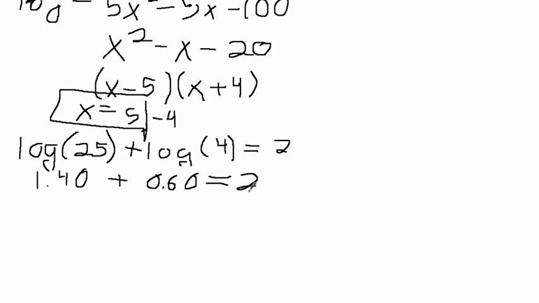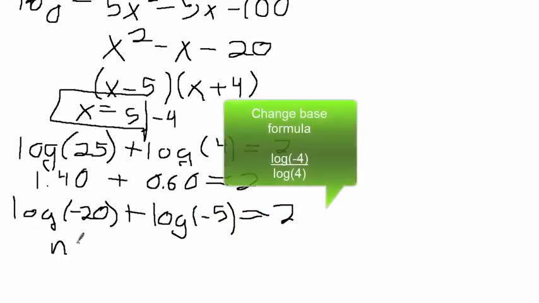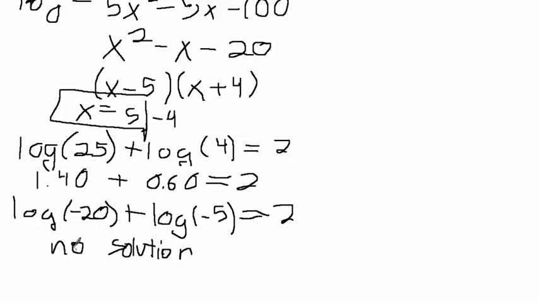Next, we're going to set this up to test for -4. So we're going to do the log. When we plug in a -4, we get -20. And when we plug in -4 on the next one, we get -5. And then when you grab your calculator to see if that works, we get no solution. So there is no solution for log at -20. It is out of the range, so that is not a solution.